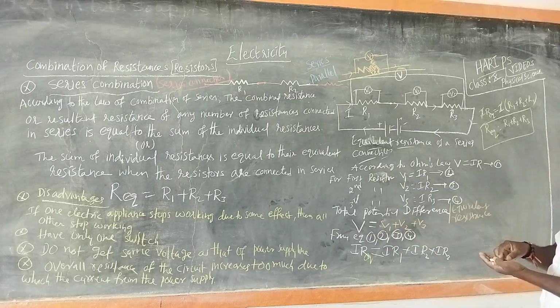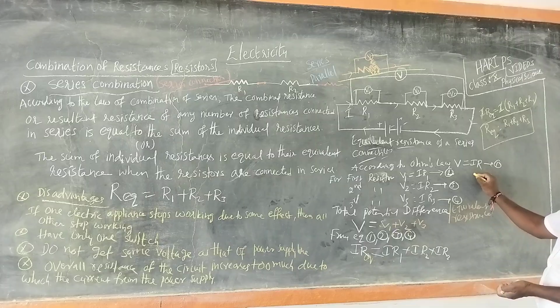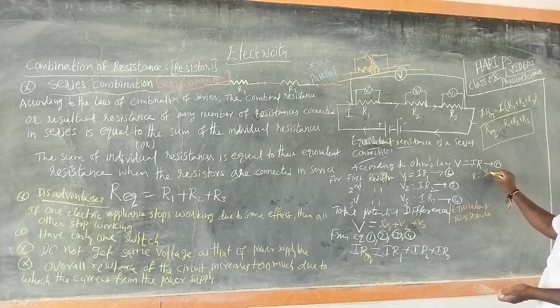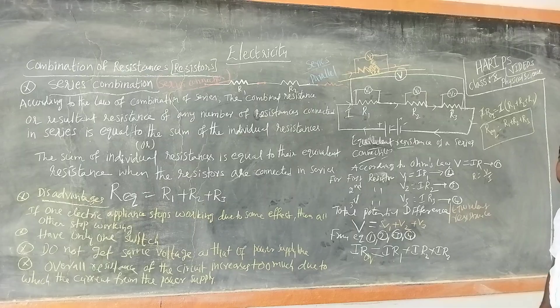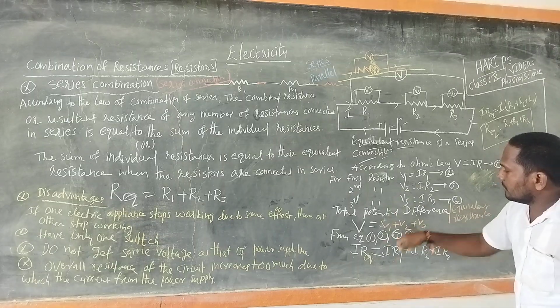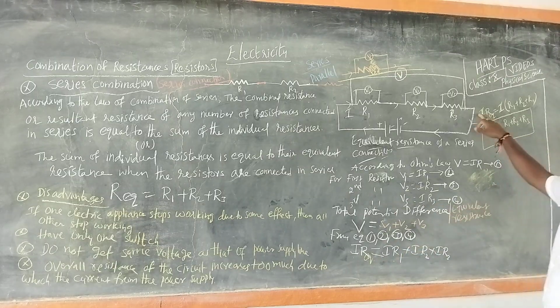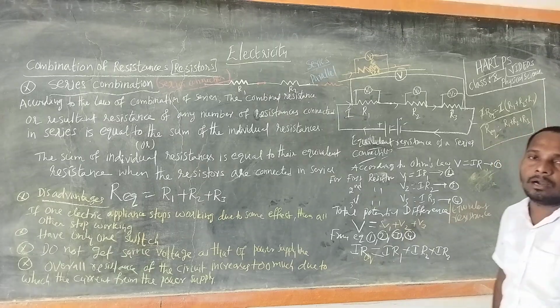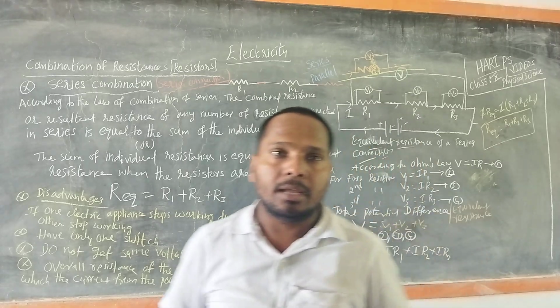So current is same. So for example, here we can write R is equal to V by I. So from this we can write V is equal to IR. So substitute all the values. So finally we get the resultant equation R is equal to R1 plus R2 plus R3.